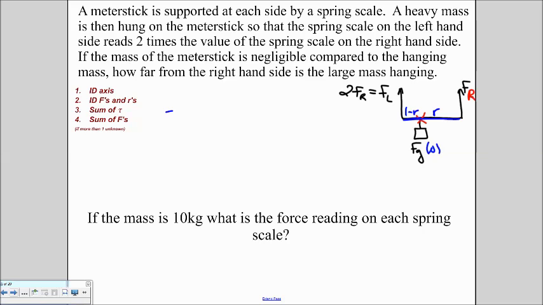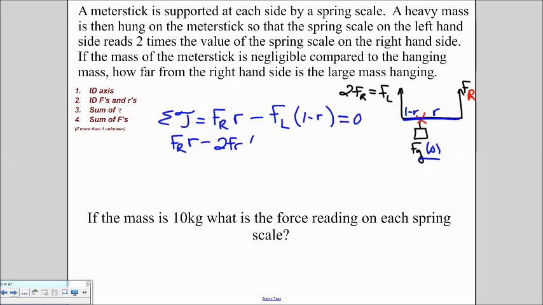Sum up my torques. Sum of torque is equal to, counterclockwise, FR times R, minus clockwise, which is FL times (1 minus R). And it's not rotating, so that's 0. I could include FG in there, but that's just going to be plus or minus 0. All right, let's simplify this down. FR times R minus, now my left force is equal to 2FR, so I can put that in.